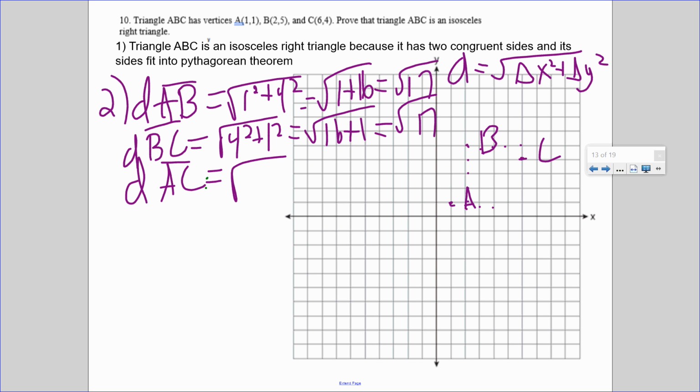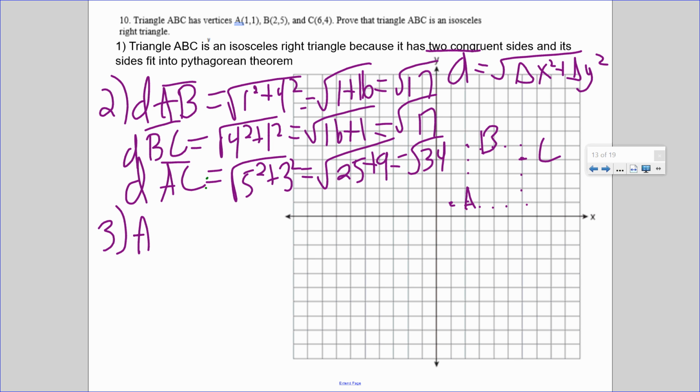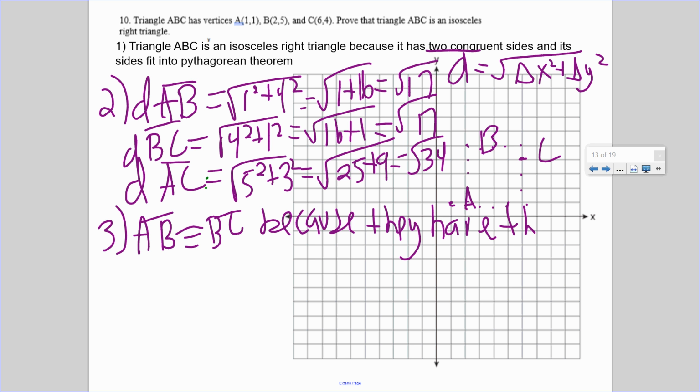AC is 1, 2, 3, 4, 5, and 1, 2, 3. 5 squared plus 3 squared. 25 plus 9. Rad 34. Now I put it all together. I said that it has two congruent sides, so tell me what the two congruent sides are. AB is congruent to BC because they have the same distance.